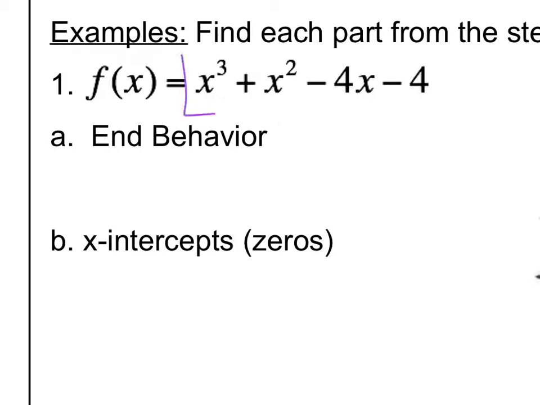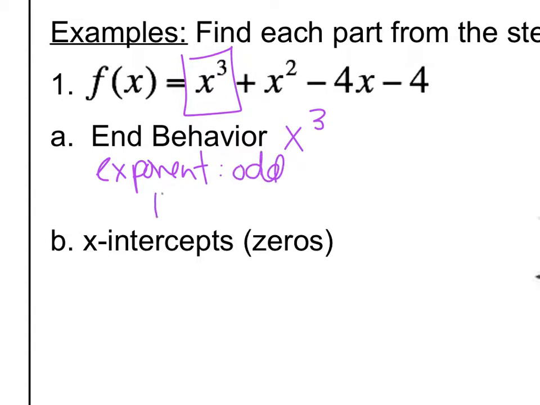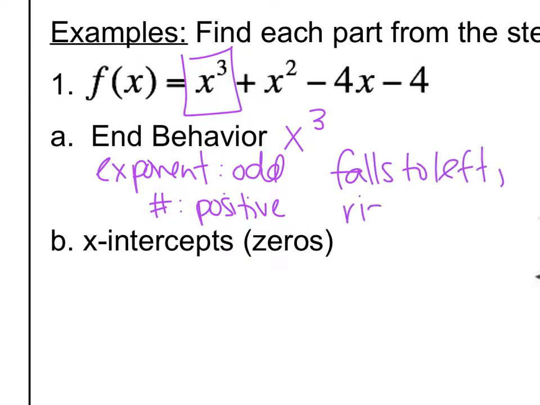To find the end behavior, you're looking at this first term, x cubed, and you're deciding what you know about the exponent, like we did just on Tuesday. The exponent is odd for this one, and the coefficient is positive. So odd and positive, I'm thinking about a line with a positive slope. A line with a positive slope falls to the left but rises to the right. Odd will always be opposite of each other.